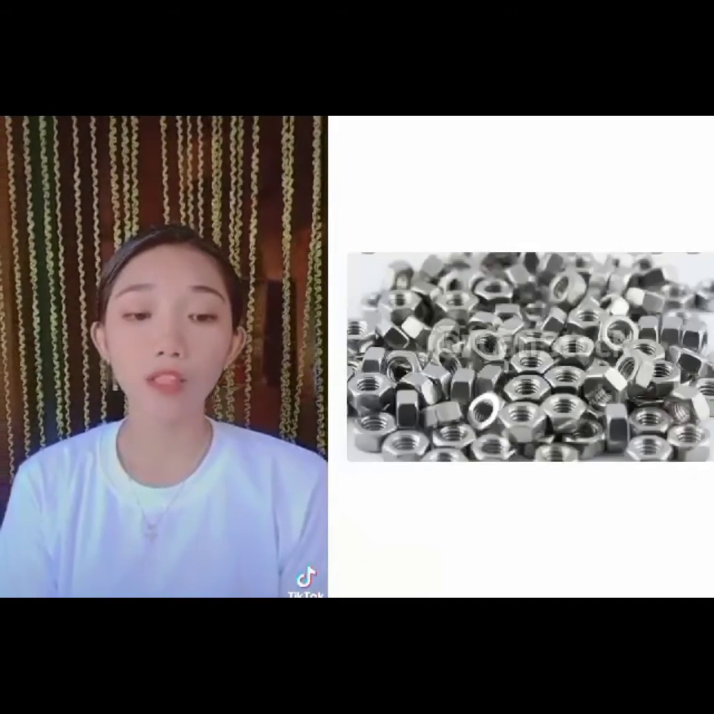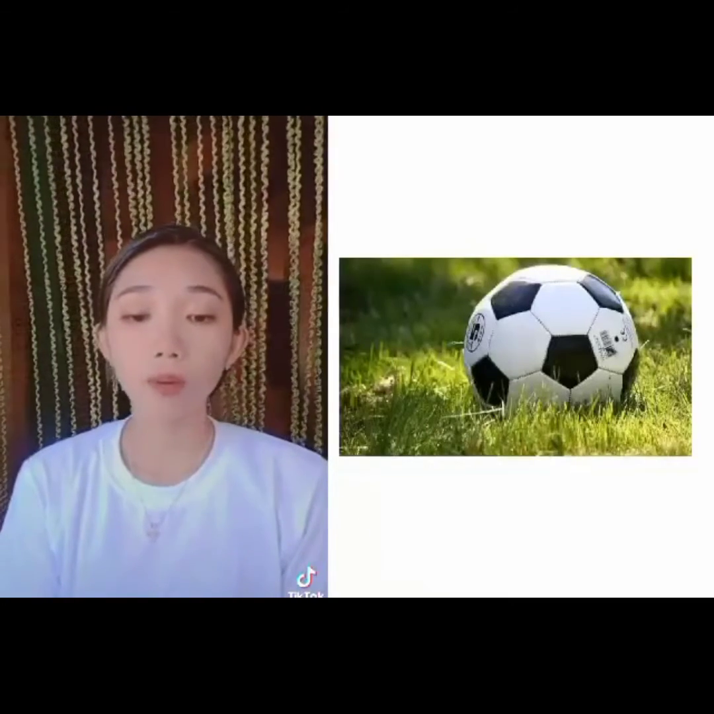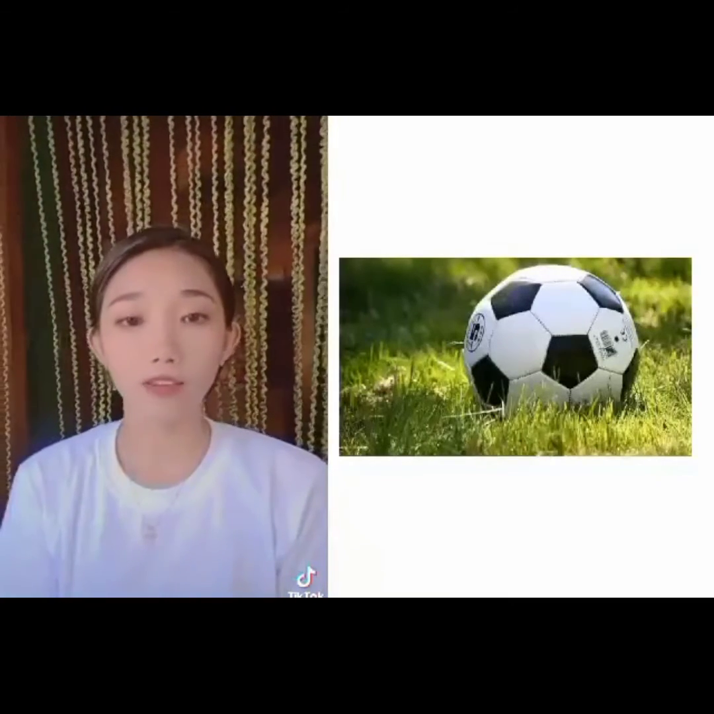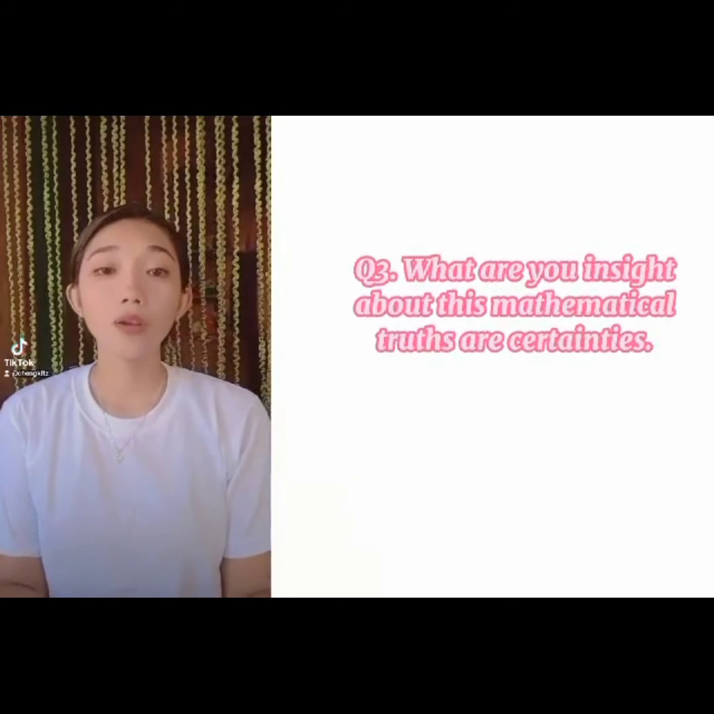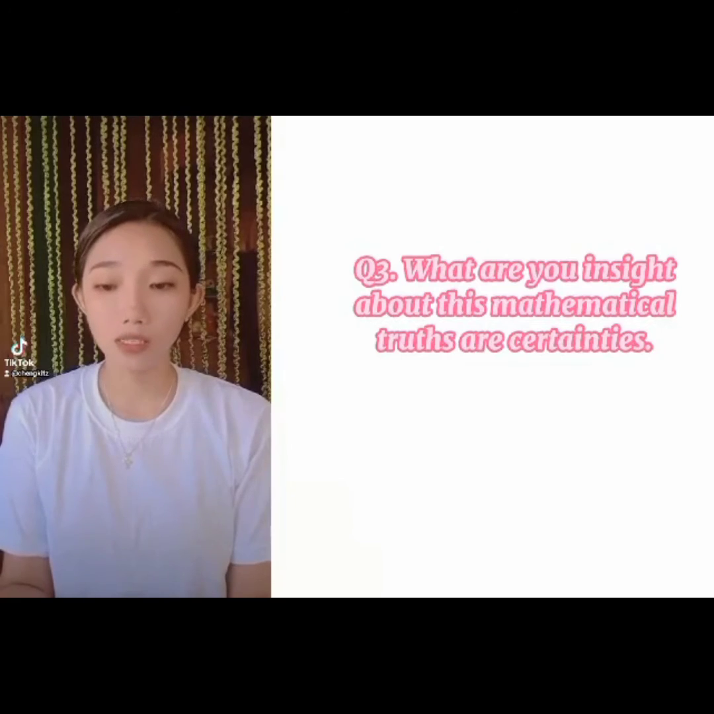The hexagonal shapes of nuts and bolts and soccer balls are some of the most common examples of the hexagon. Question number 3. What are your insights about these mathematical truths or certainties?